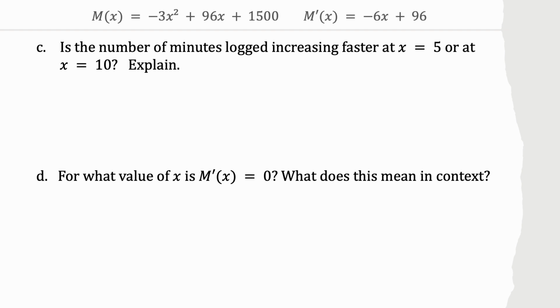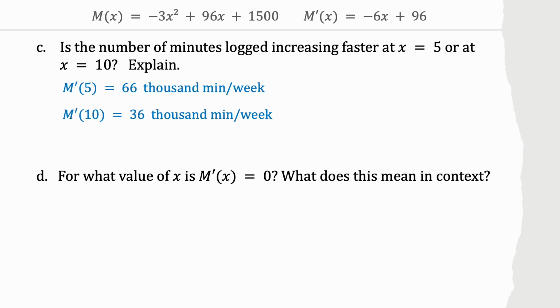Part C, is the number of minutes logged increasing faster at 5 weeks or at 10 weeks? And explain. At 5 weeks, we have a rate of 66. At 10 weeks, we have a rate of 36. So it's faster at 5 weeks because 66 is bigger than 36.